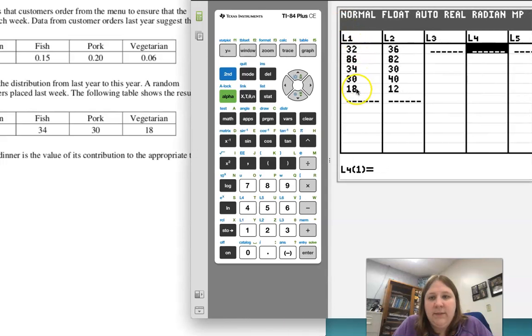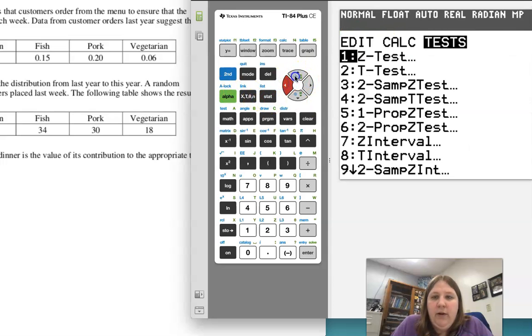So I put all of the expecteds here into L1, or excuse me, the observes. The observes, this is what actually happened, right? 32 ordered beef, 86 ordered chicken, and so on. These are the expected. So beef was 0.18, so 0.18 of 200 people is 36. 0.41 for chicken of 200 people is 82, and so on. So I've got my observes and my expecteds.